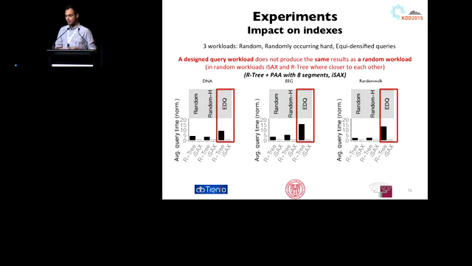And finally, we have tested the impact on some real indexes. We have generated 3 workloads: a random workload, a subset of the random workload which had just hard queries, and we also used our equidensified queries. It turns out that a designed query workload does not produce the same results as a random workload. So in random workloads, iSAX and R-trees were much closer to each other.